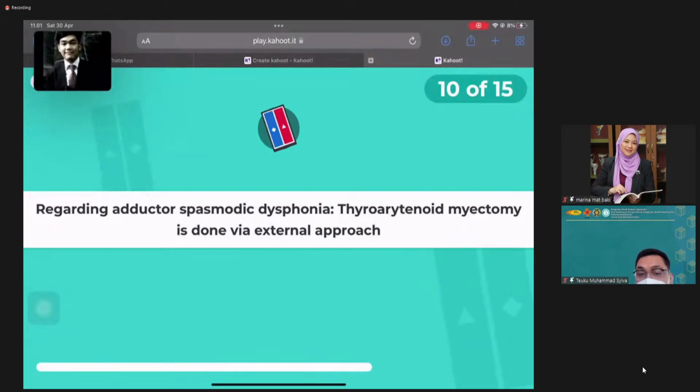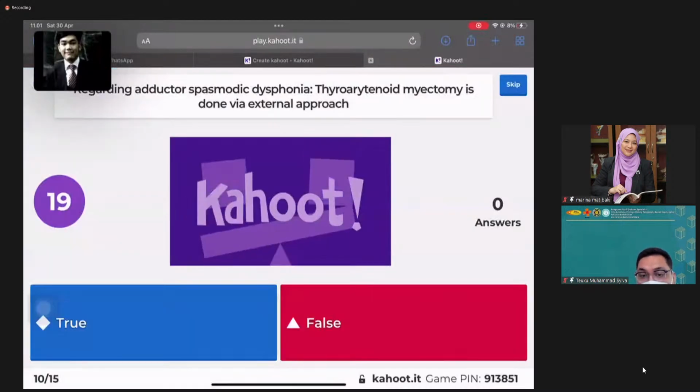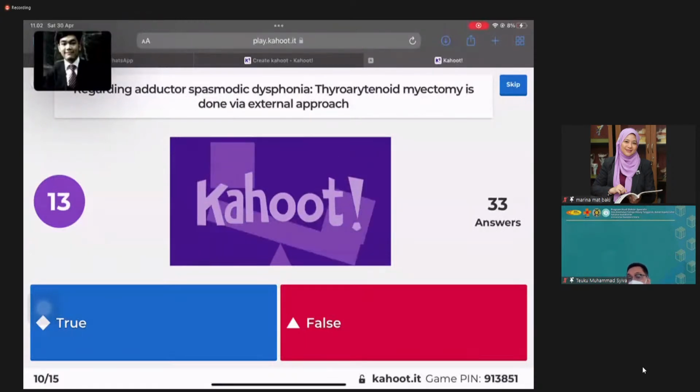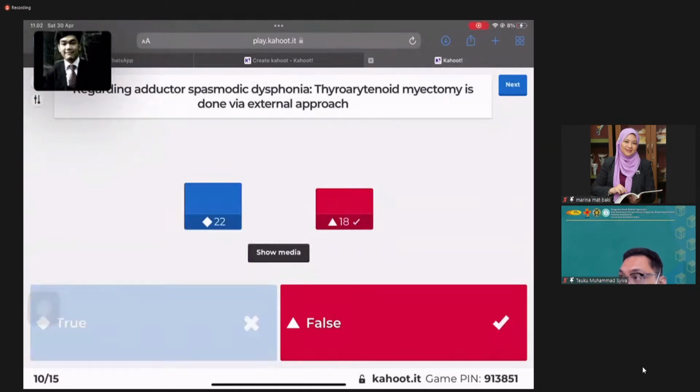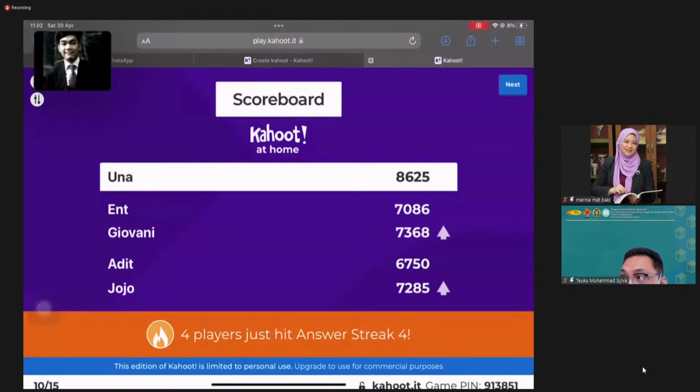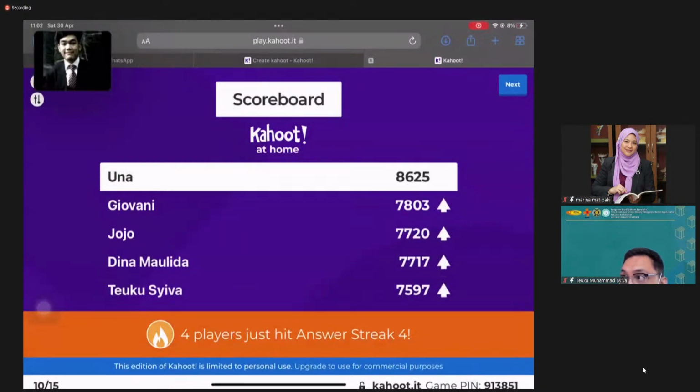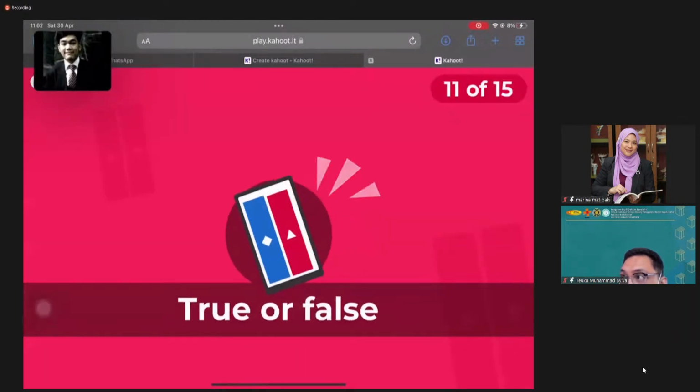Thyroidectomy is done via external approach. True or false? Five seconds left. Okay, the answer is false. His highest score is still Una. Next.